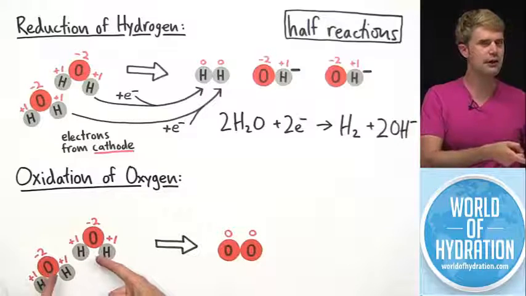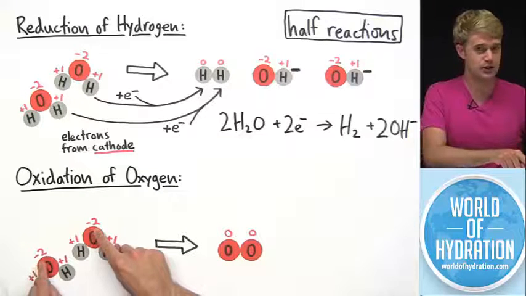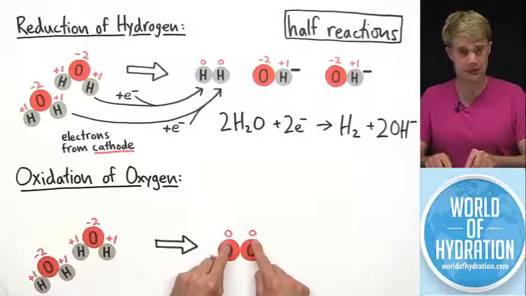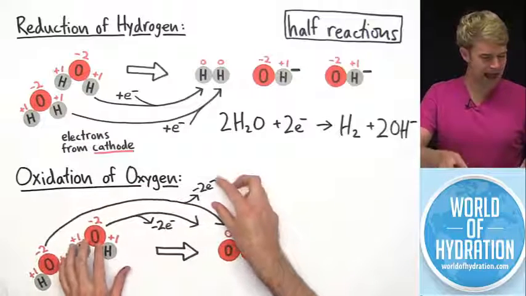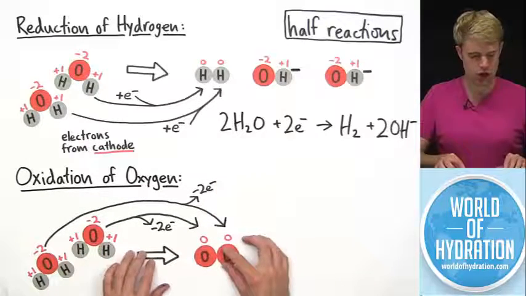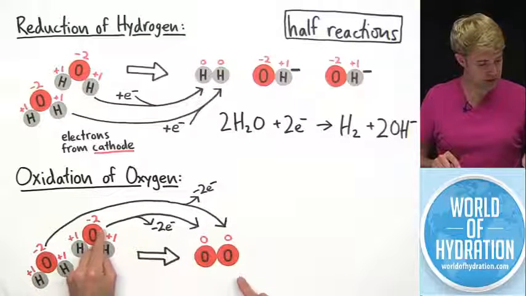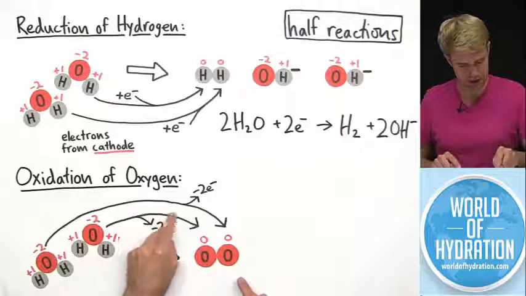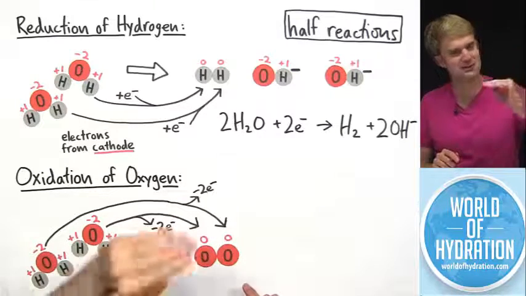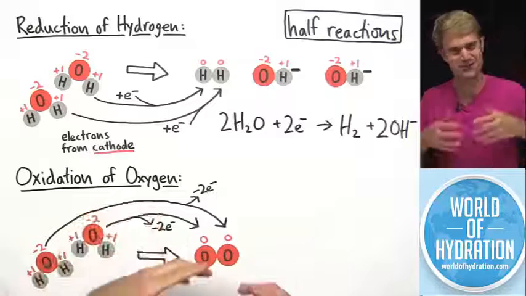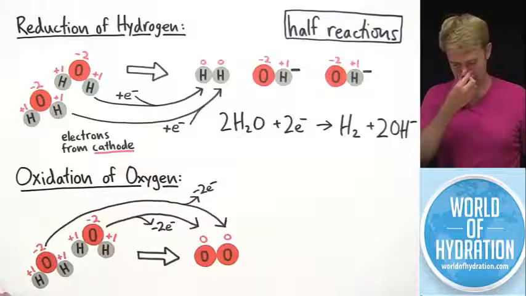Now, how about the electrons in this case? Well, both of these oxygens were -2 for their oxidation number over here, and then they became 0 over here. So each one of them has to lose 2 electrons to become 0. This one was -2, then it loses 2 electrons, becomes 0. This one was -2, it lost 2 electrons to bump its oxidation number up. It's losing electrons to 0. So that's what's going on here.